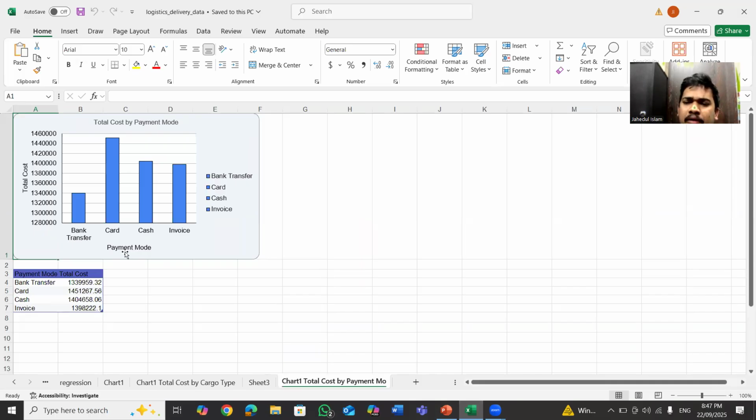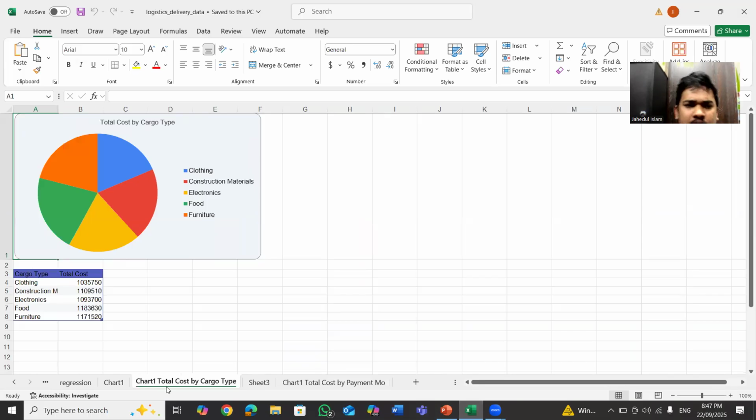So for example, if I talk about the total cost by the cargo type, the furniture from the part had the highest total cost of around $1,97,500. While construction, as you can see, is around $1,83,900. This highlights the regional variation in cost. So if we analyze the other things, that's as well.